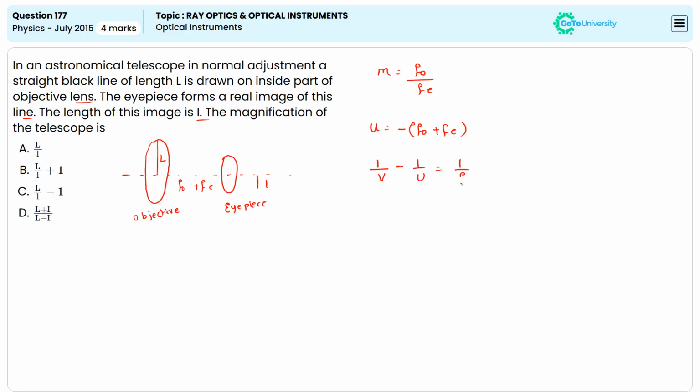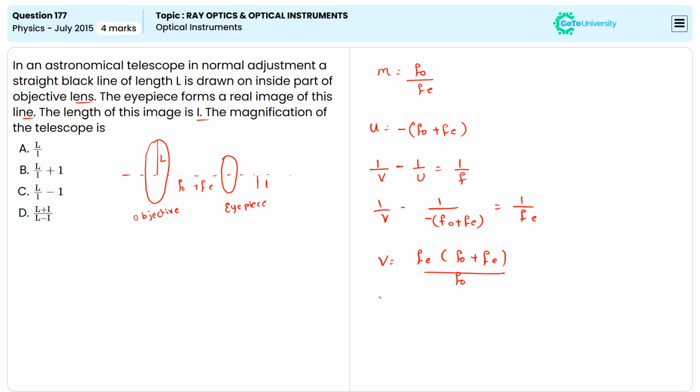So, by using the lens formula, 1 by v minus 1 by u is equal to 1 by f. Then 1 by v is equal to 1 by fe minus 1 upon (f0 plus fe). Then v is equal to fe into (f0 plus fe) divided by f0.